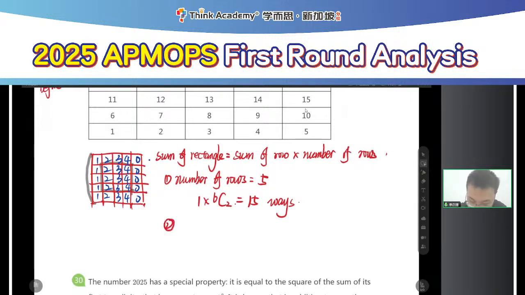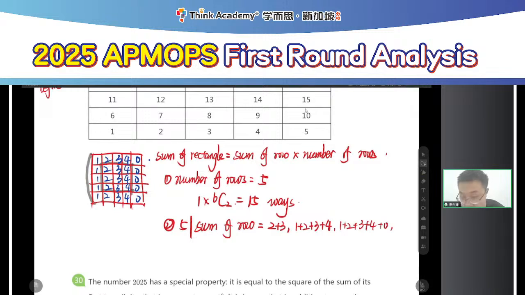The second case is we can make the sum of each row become a multiple of 5, or not exactly 5, right? So the sum of a row is a multiple of 5. Which means we just need to find how to choose the consecutive numbers to connect in a row so that the sum is a multiple of 5. So in this case, we have 2 plus 3 as one case, 1, 2, 3, 4 also, and then don't forget we have 1, 2, 3, 4, 0, and in the end we can use the only 0.